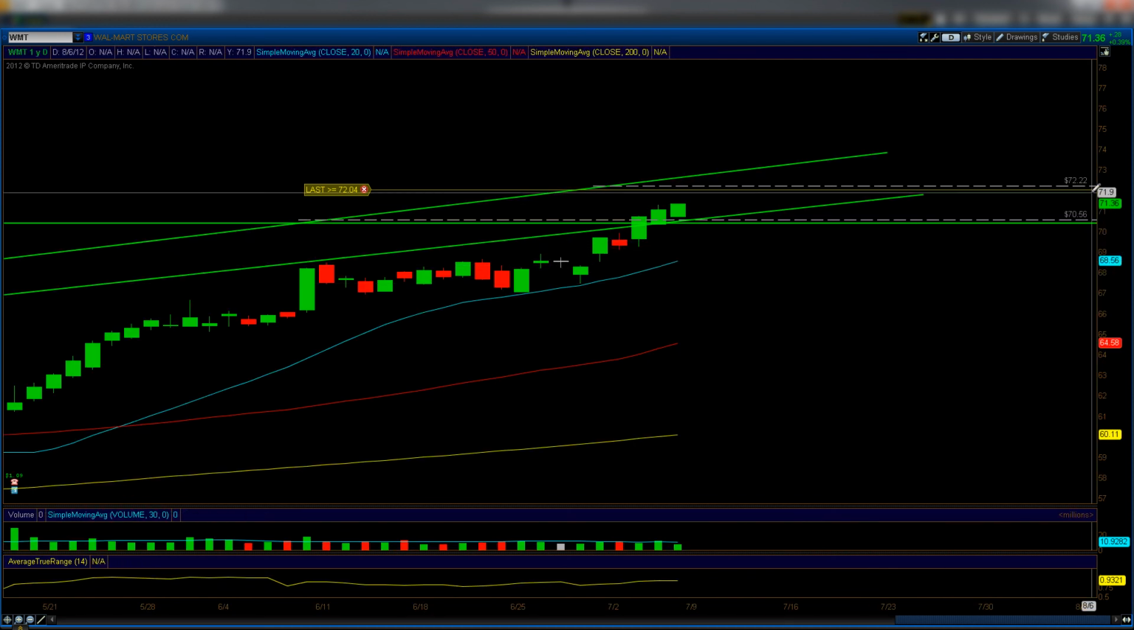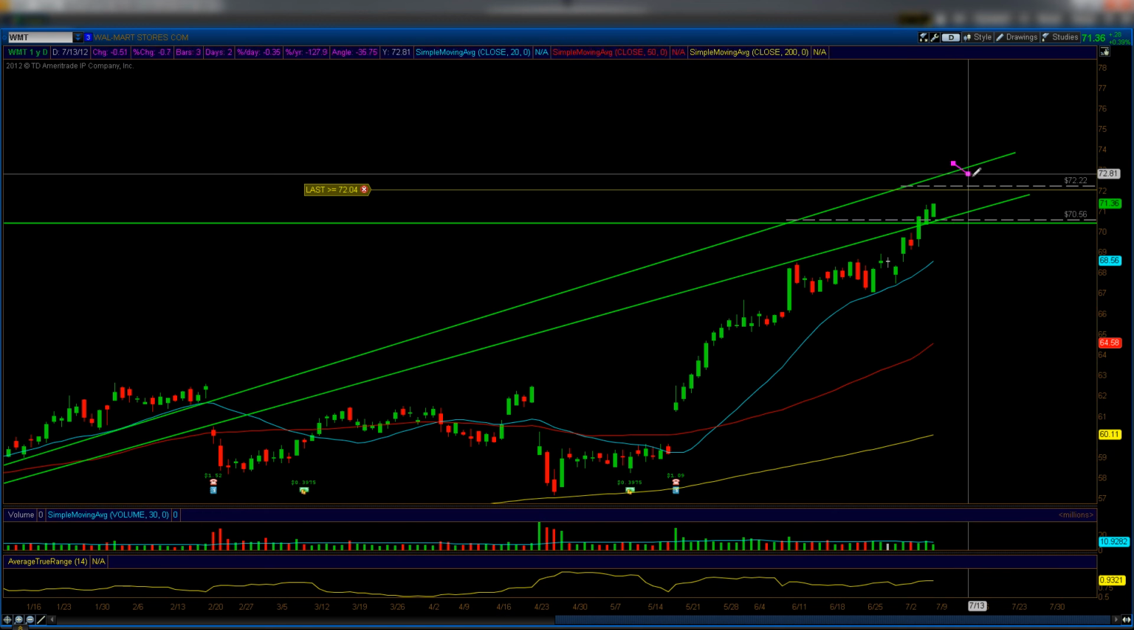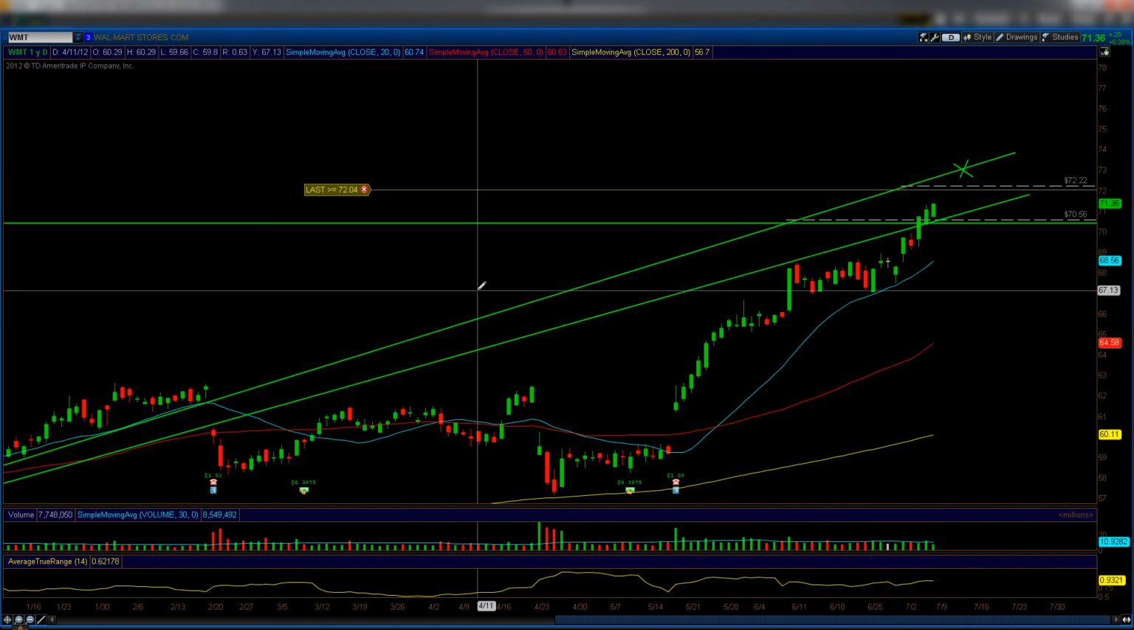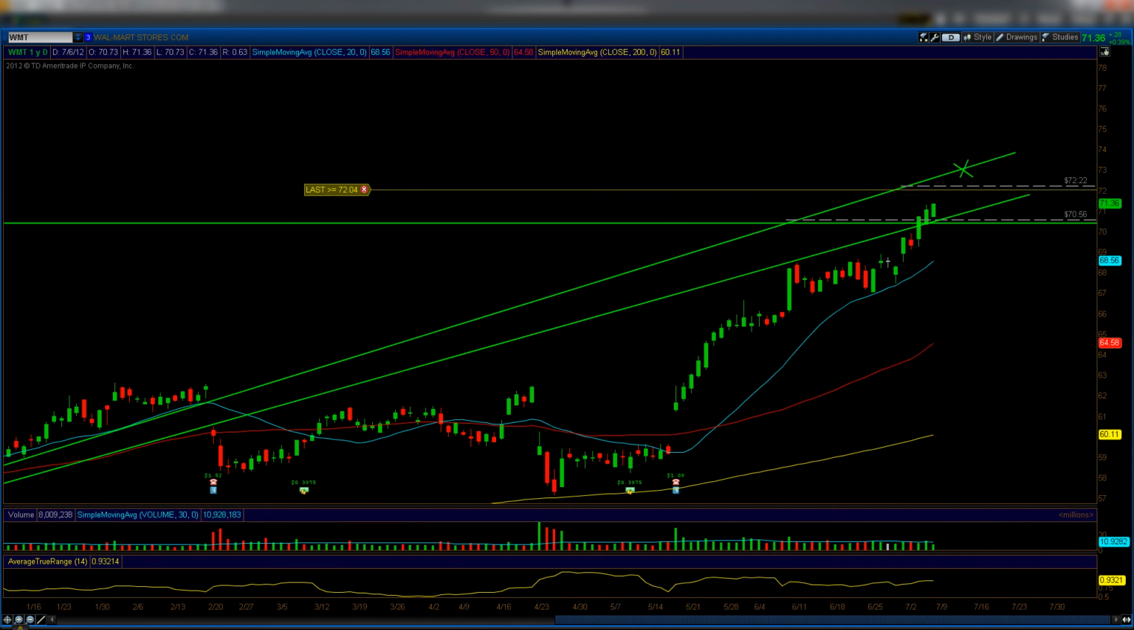So for an intraday trade, I'd be interested in the 72.22 level, but as a swing trade, I'm going to wait until it hits an actual level that also coincides with this upper trend line here before taking a short trade.